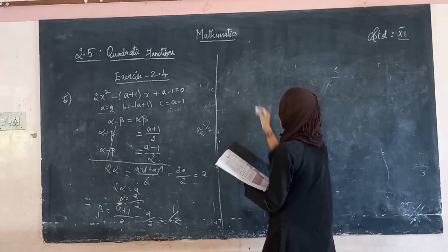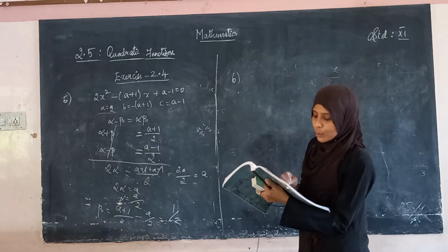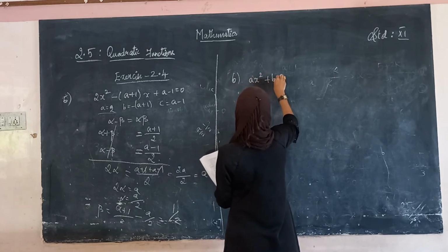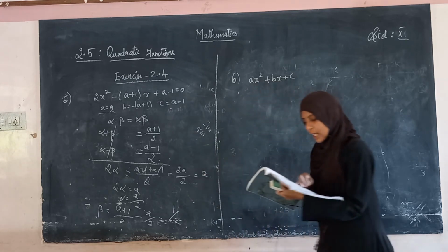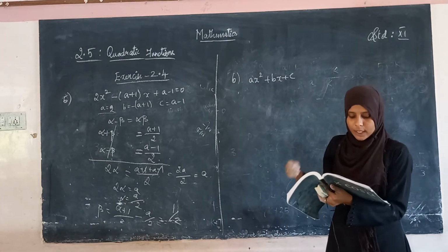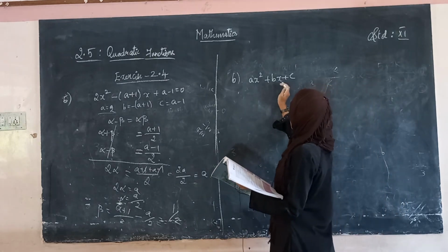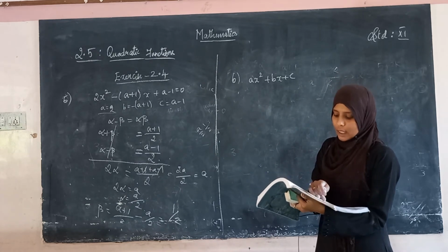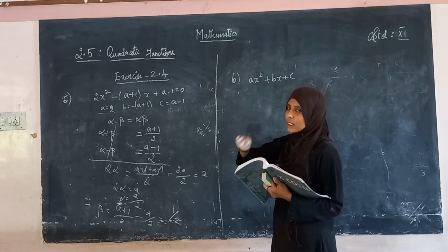Okay. Now, the sixth sum. Find the condition that one of the roots of ax² + bx + c may be negative of the other, or thrice the other. So, you have to find the conditions. Okay. So, they have given the equation. The first one is negative of the other. We have to find the condition for one root to be the negative of the other.